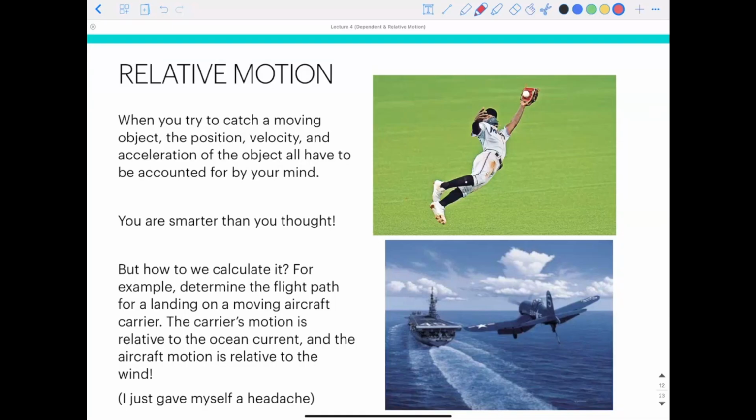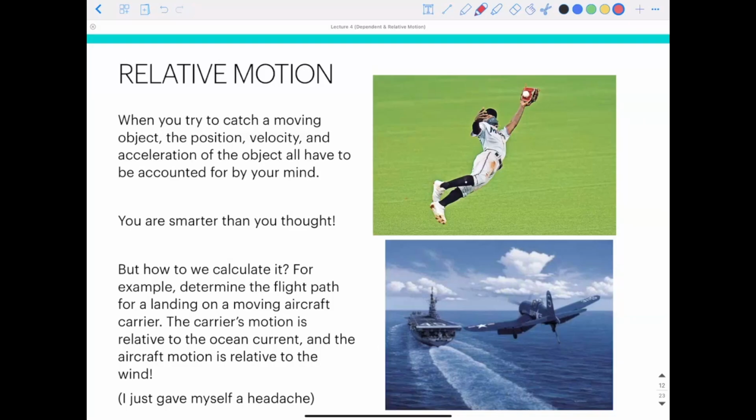So humans in general are very good at analyzing relative motion. When we try to catch a moving object, position, velocity, acceleration of the object all have to be accounted for, and we just do that automatically. We've watched so many things move because we've spent so much time on Earth, all of our time on Earth. We're very, very comfortable with acceleration of objects due to gravity, so we're very good at predicting projectile motion. And then we're also very good at predicting the motion of other objects while we're also moving.